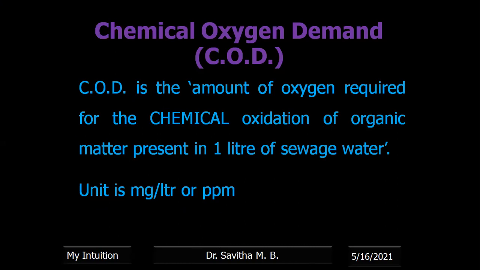Next is chemical oxygen demand. Chemical oxygen demand is the amount of oxygen required for the chemical oxidation of the organic matter present in 1 liter of sewage. The unit is again milligrams per liter or ppm. Now, as I said before, organic matter is present in sewage water. We now have to find out how much organic matter is present by finding out how much oxygen is required for its oxidation. Now this oxygen can be supplied by two methods.